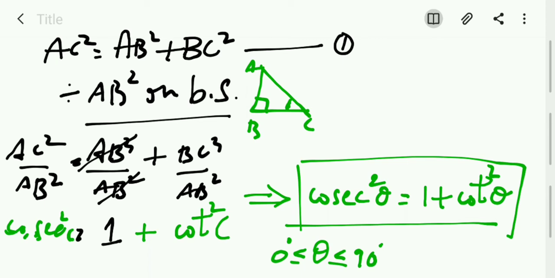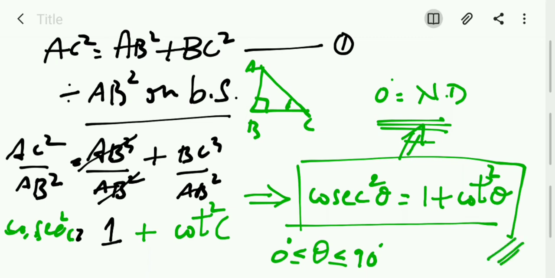Now we all know cosec 0 is nothing but infinity or not defined, correct? Cosec 0 is not defined, and as well as sine 0, it is also not defined, right? So even this identity holds good for the situation where theta is equal to 0, correct? This is your second identity. Now let's move on to the third identity.